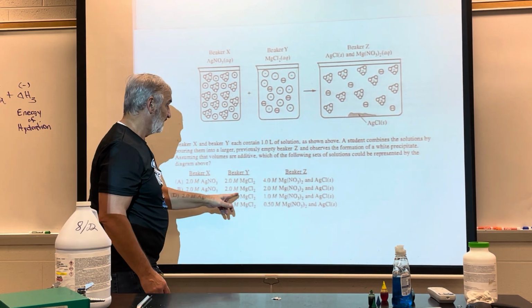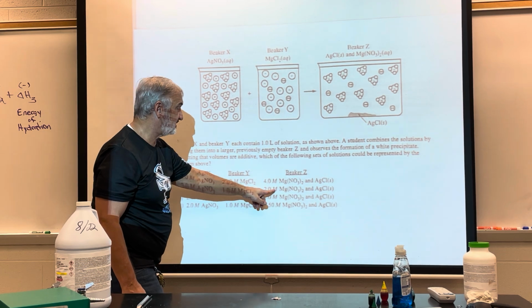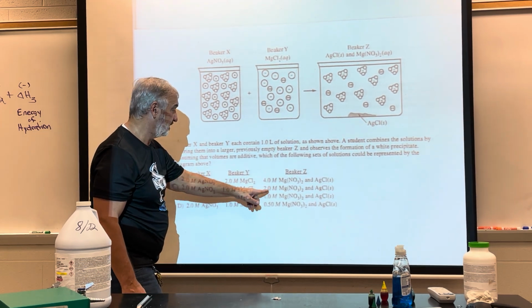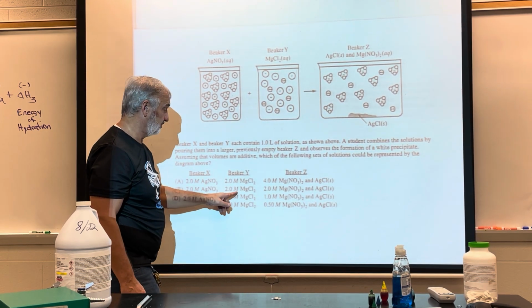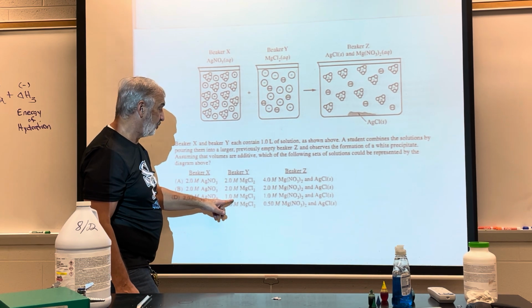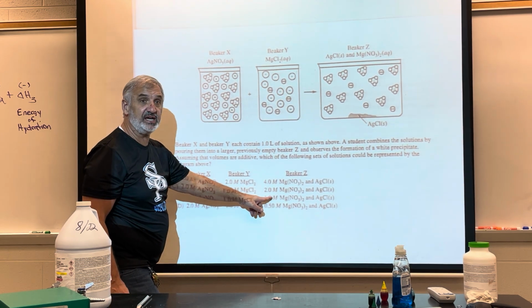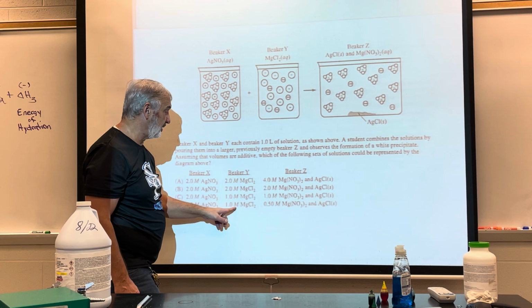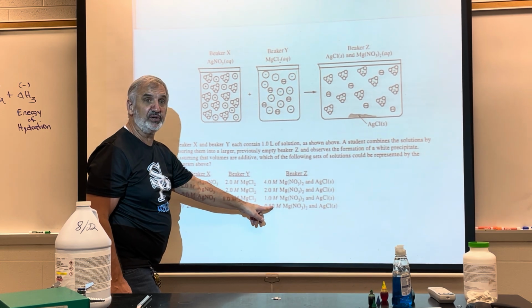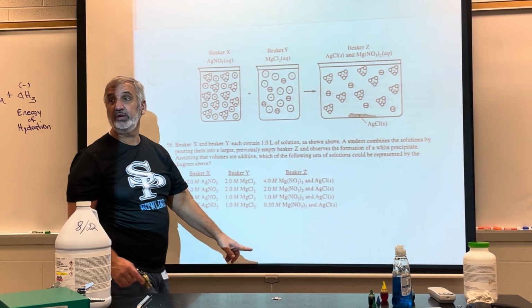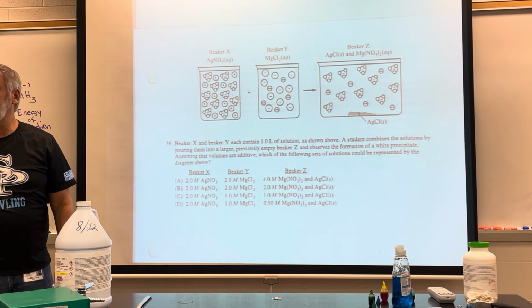So do I have any in here where the magnesium went from 2 to 4? That's double. The magnesium stayed the same here, 2 molar to 2 molar. Okay? Here it went 1 molar to 1 molar, stayed the same. But on this one, it went 1 molar to 0.5 molar. That's the only one that it could be. And you just count.